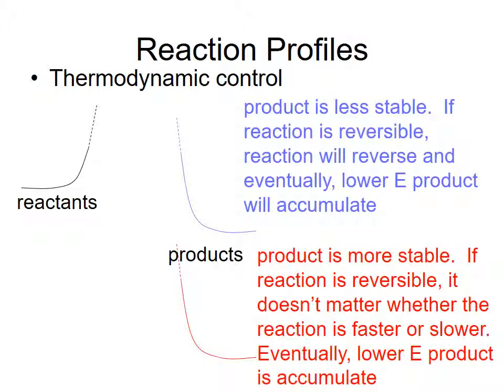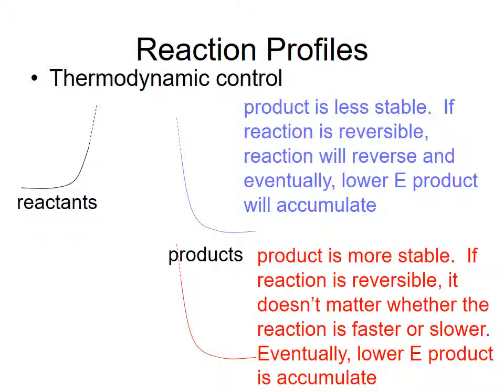Now, I'm cutting off the top of the curve. We're going from reactants to products, and the top of the curve where the transition state is cut off. What we're looking at is the energy of the products only. In blue, that's the kinetic product. It's less stable, but its transition state was lower, and you get there quickly.